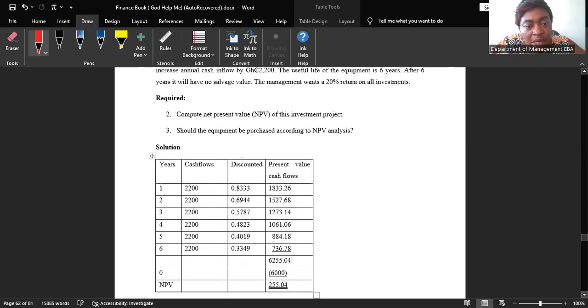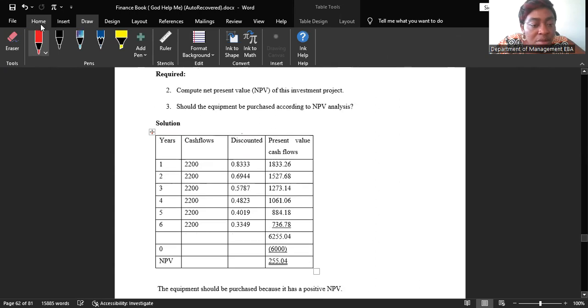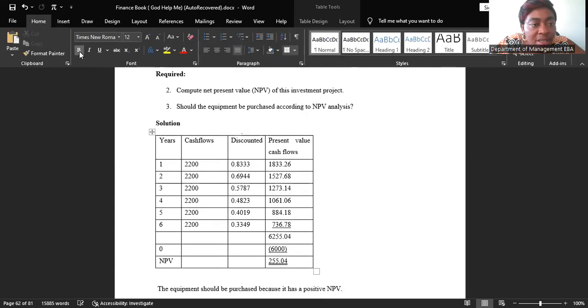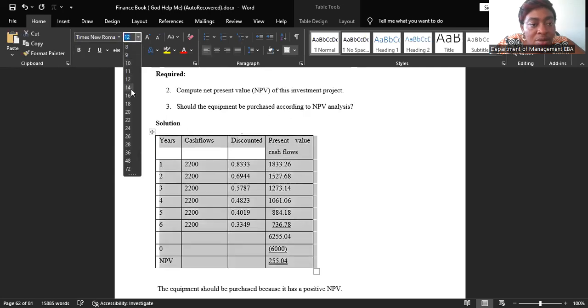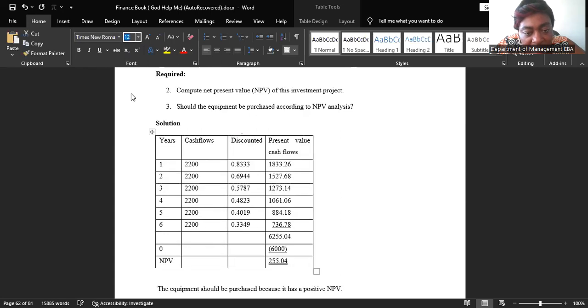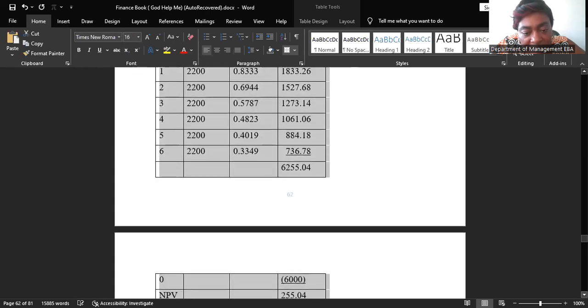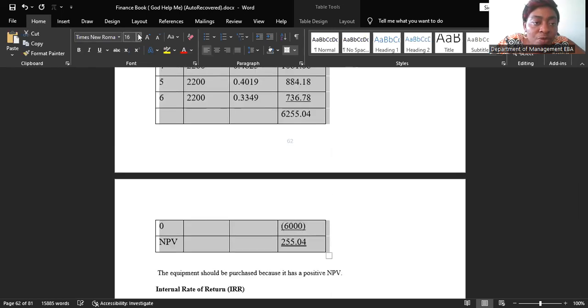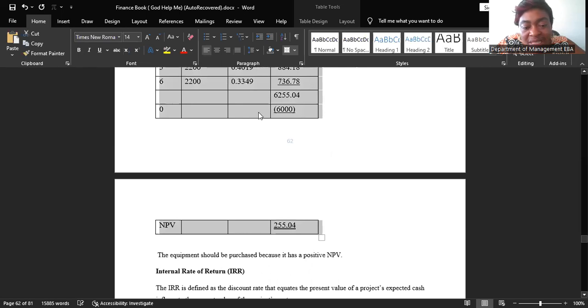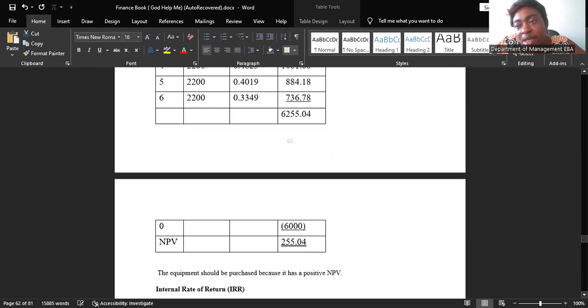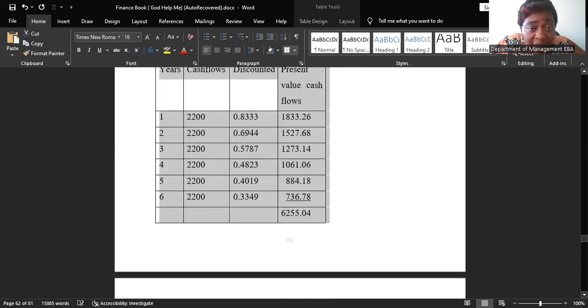Let me increase the size of this. Let's go to 16. Everything is here, right? Oh, no, let's go to 14. Okay, then let's go to 16. I think that's better. All right, so that's it.